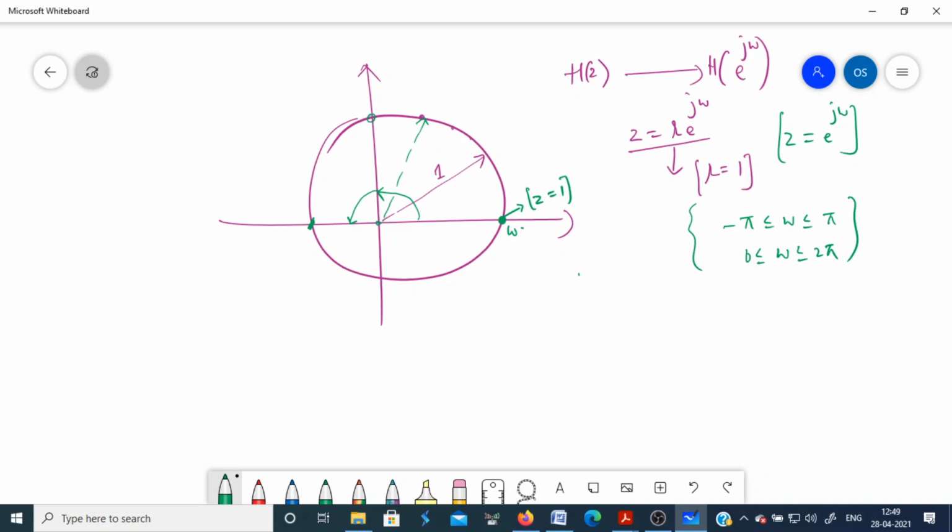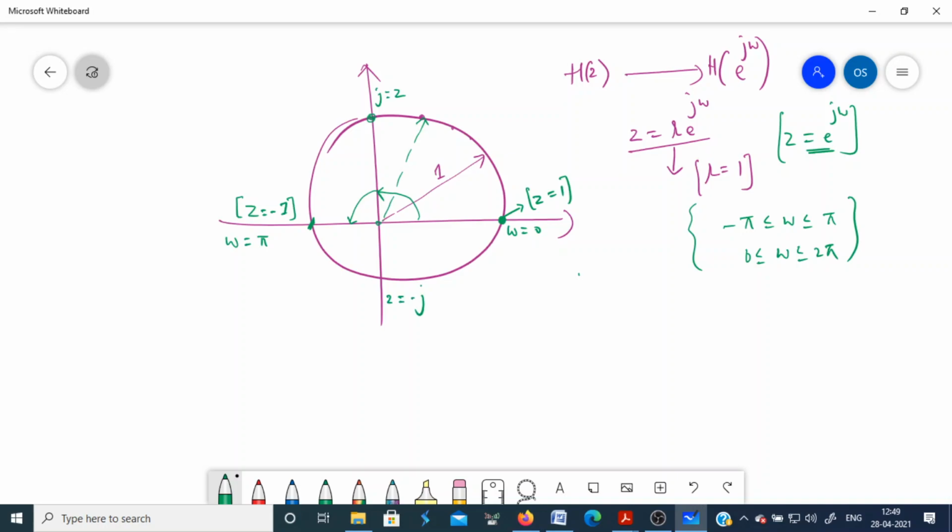So this point in the z plane corresponds to omega equal to pi, or in terms of z, z is equal to minus 1, because it is cos pi minus j sin pi. Cos pi is minus 1, sin pi is 0. Similarly, this point is z equal to j, and this is z equal to minus j.